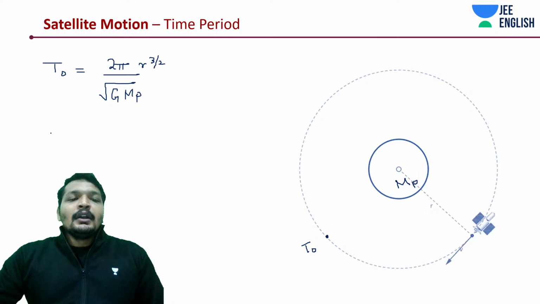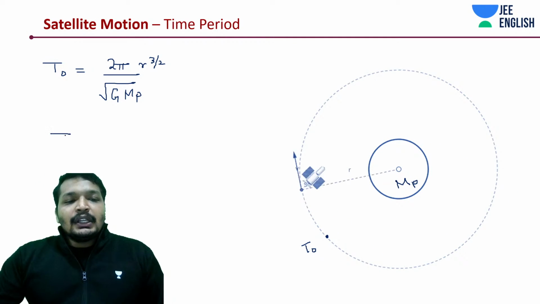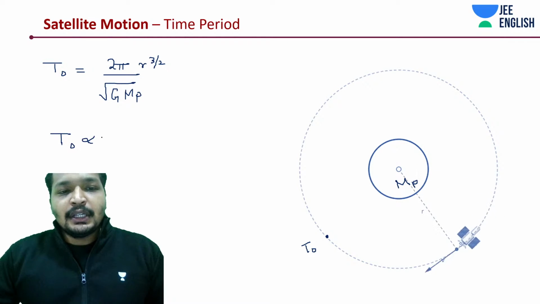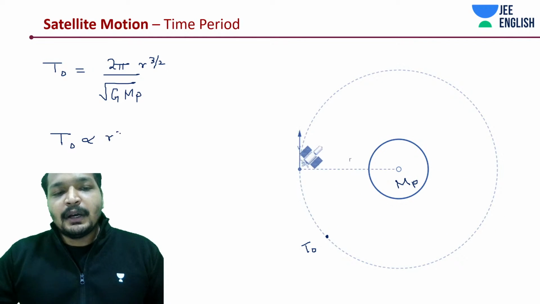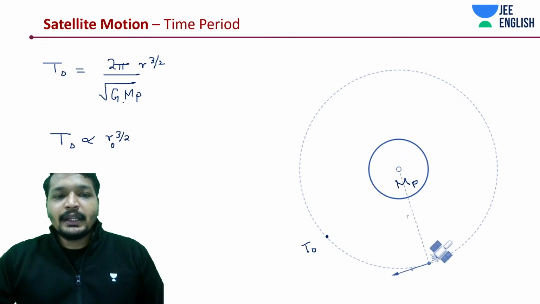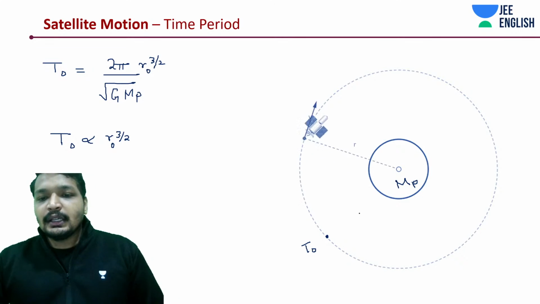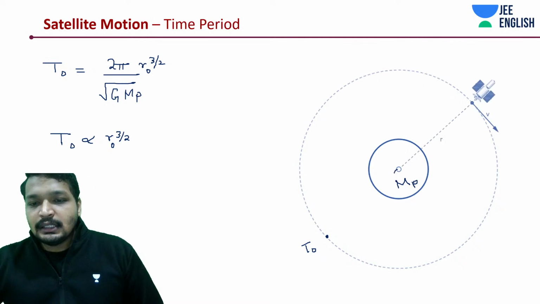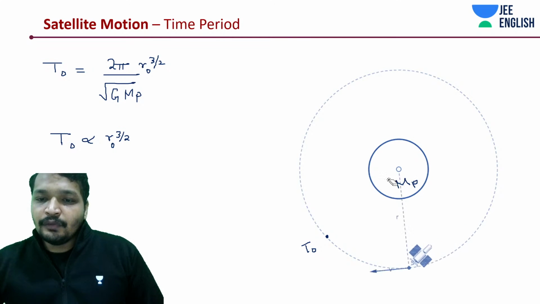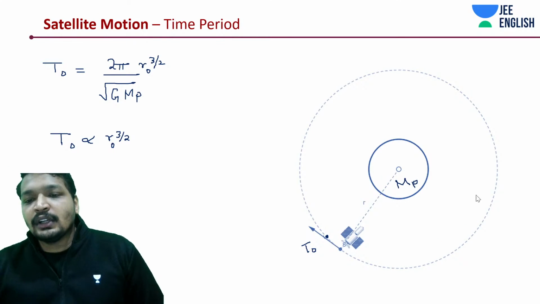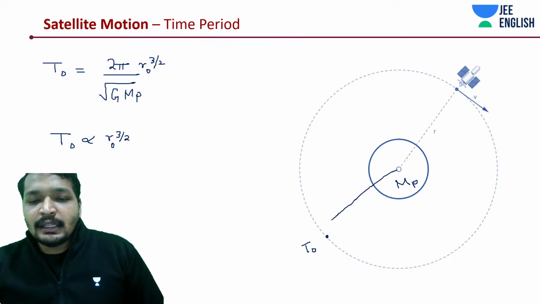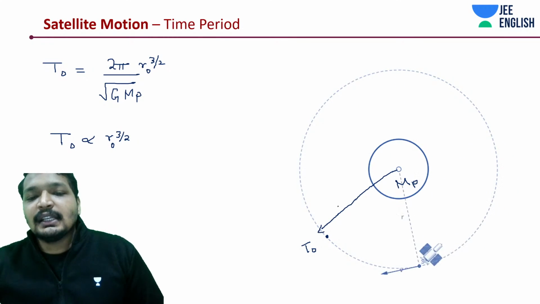Okay. Now the thing you need to know is basically time period is proportional to r to the power 3 by 2. Here r is the orbiting radius, this distance from the center of the planet. That's all it is. You will come across many amazing problems in your exam.